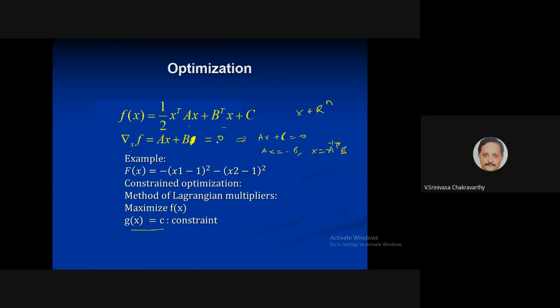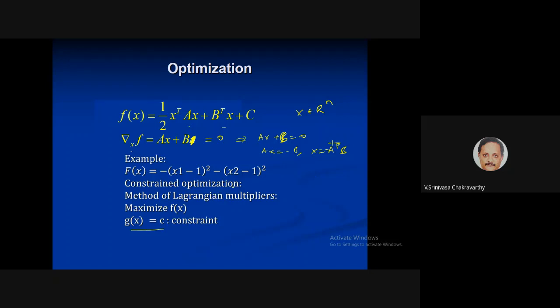So how do you solve this? The gradient of f with respect to x is Ax plus b equal to zero. So Ax is equal to minus b, and you can solve this. Okay, so assuming A is a non-singular matrix, that is, invertible, then this is the answer.